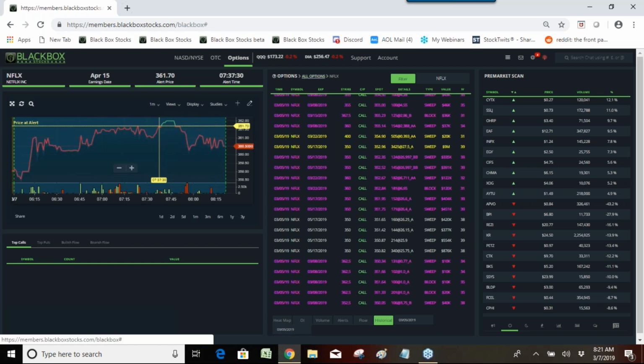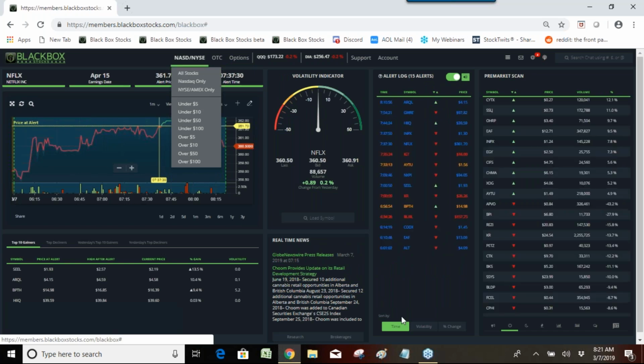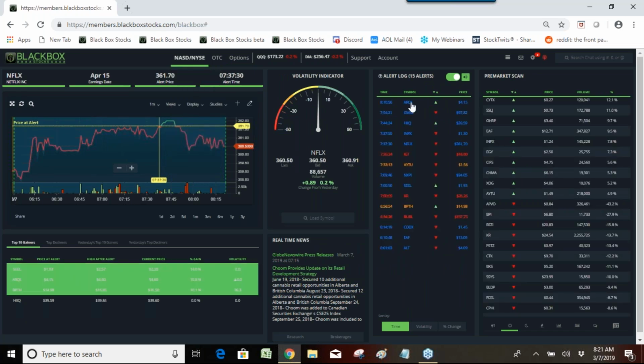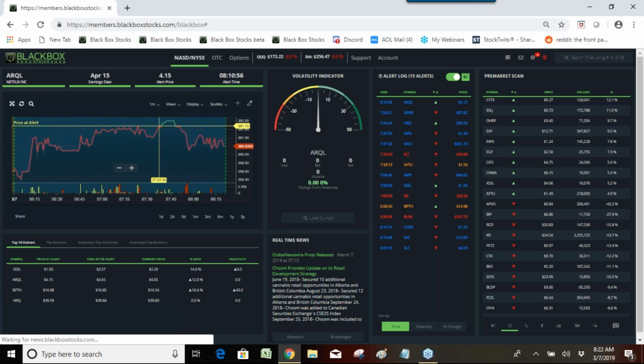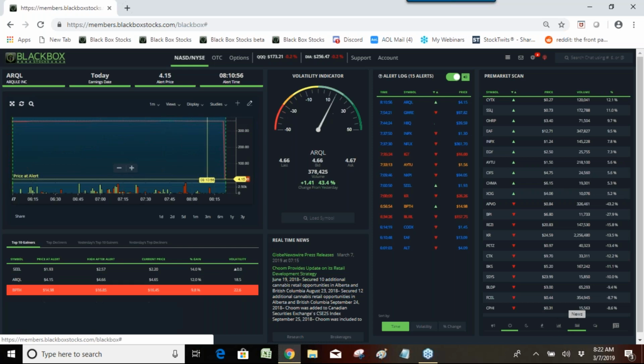Get off historical, back on the flow. But let's go back over here to the stocks. So this ARQL, it's in the top 10 gainers. I'm going to look at that as well, see what kind of news we got on ARQL.